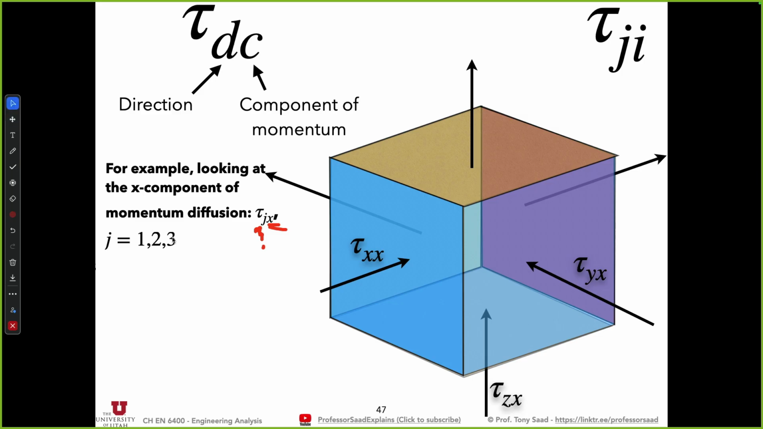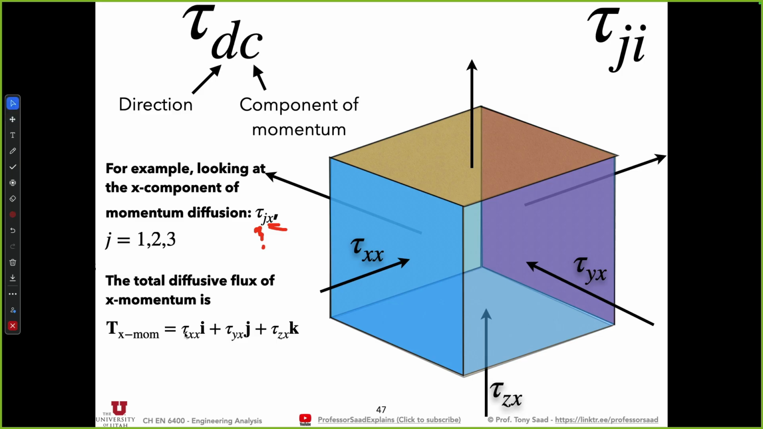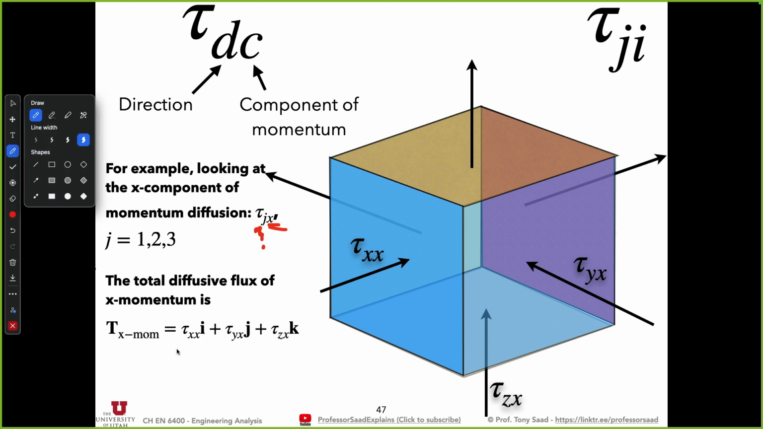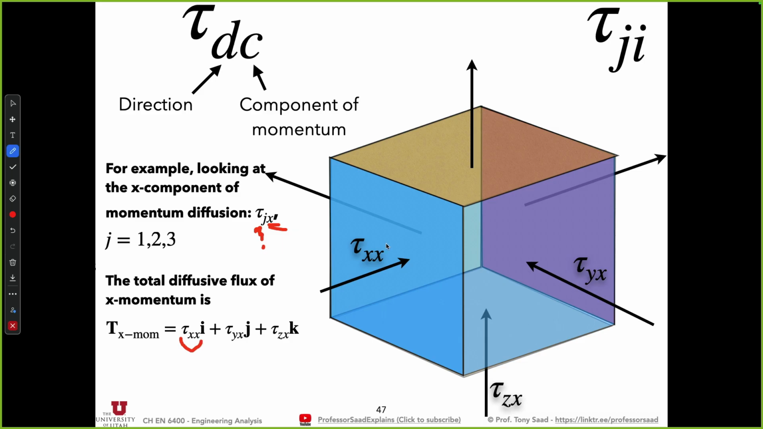So then the total diffusive flux would be tau xx in the i direction, tau yx in the j direction, and tau zx in the k direction. Think about this. The second index is my component of momentum, so you always see x as the last index: tau xx, tau yx, tau zx. The first index is telling me in what direction it's diffusing. So tau xx is the diffusion of x momentum in the x direction, or through an x face.